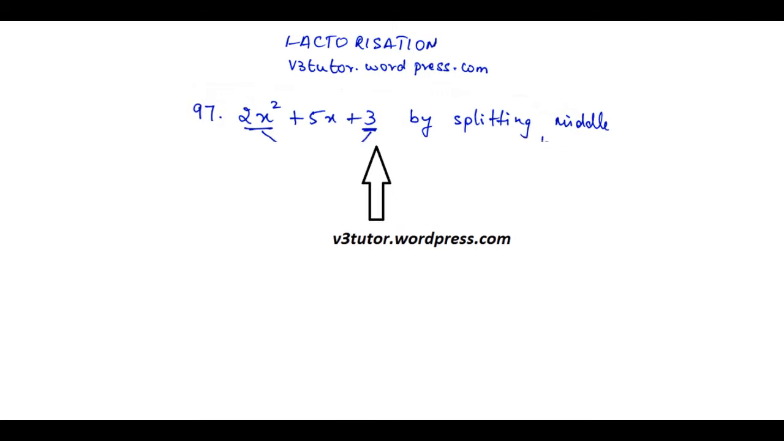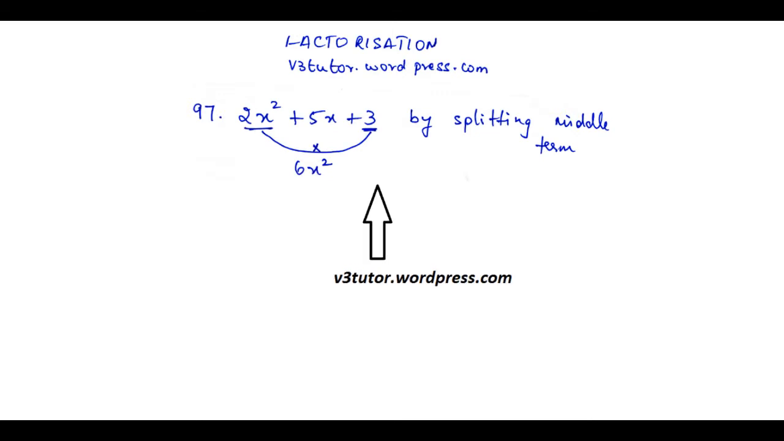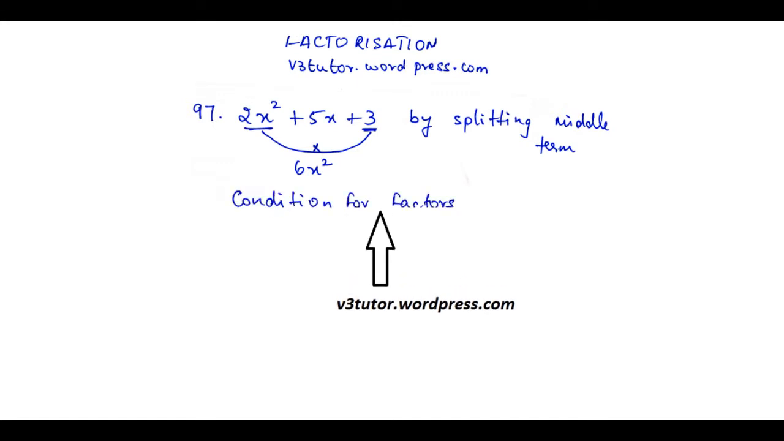So how do we do it? The first step is that we have to multiply the first and the last terms. Even before that, you have to arrange this equation in decreasing order of degrees. So you see that the x squared term comes, then the degree 1 term, and then the constant. Please arrange the equation in this order. After doing that, we have to multiply the first and the last terms. So here I have to multiply 2x squared into 3, that gives me 6x squared, right?